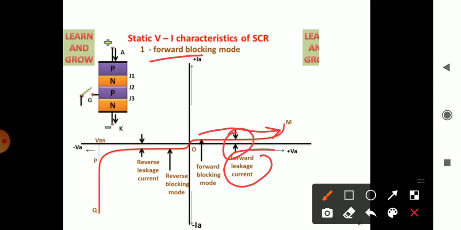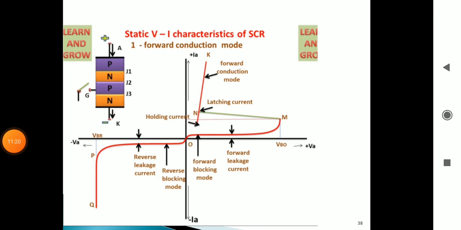Only this much current will flow in the SCR because junction J2 is still reverse biased. Only a small forward leakage current flows through the SCR, and the mode of operation is forward blocking mode. Again, this forward blocking mode is an off mode itself. The SCR has still not started to conduct properly. Next mode of operation is forward conduction mode, which is a continuation of forward blocking mode.